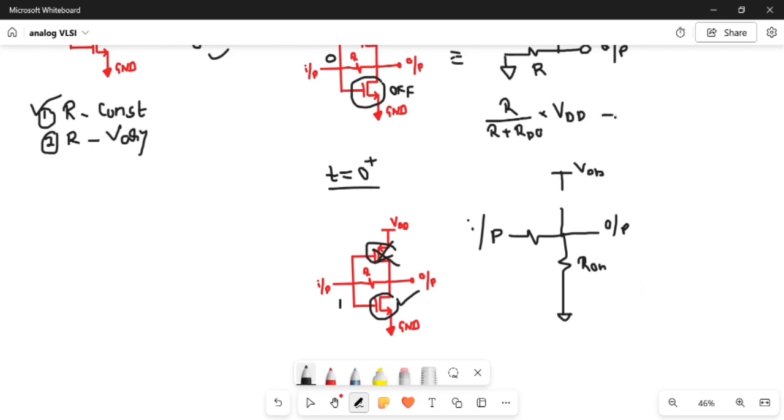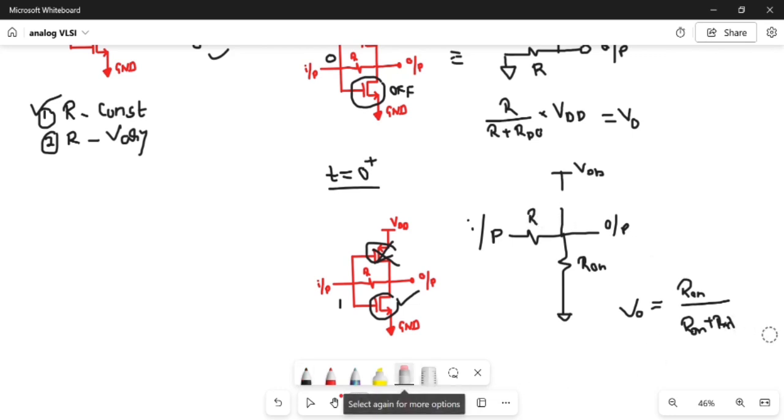So what is the output voltage? This is V out. So here V out will be equal to R on of N divided by R on of N plus R, just voltage division, into V in. Okay, that's it for this.